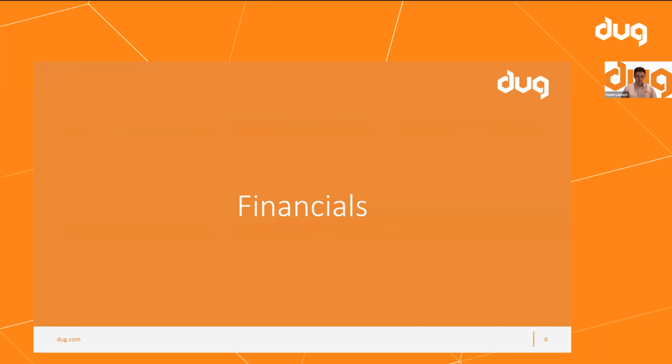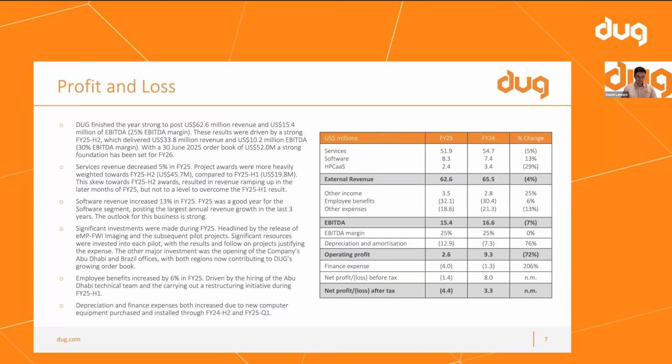Great. Thanks, Matt. So I'll take over for the financial slides. So I think as Matt touched on, we really finished strong in the second half. I think that's really the key message here. The first half we were disappointed in, but the second half, we felt was a really strong result. And so that was headlined by the 33.8 million revenue in second half and 10.2 of EBITDA, at our 30% EBITDA margin.